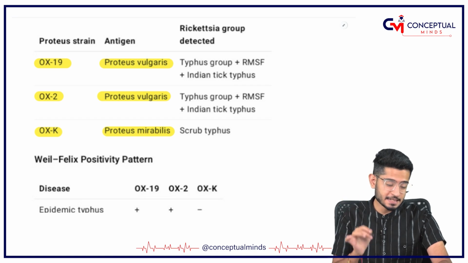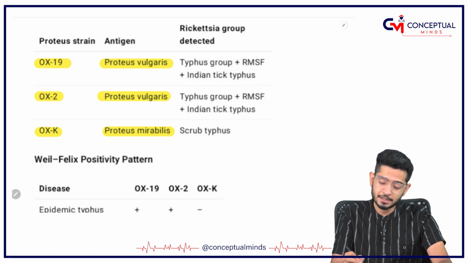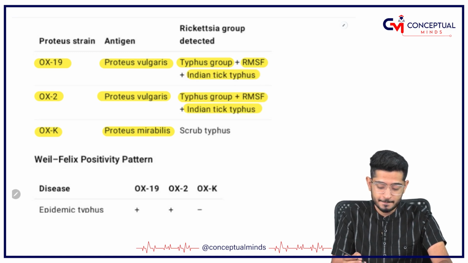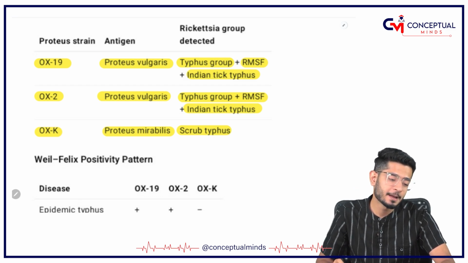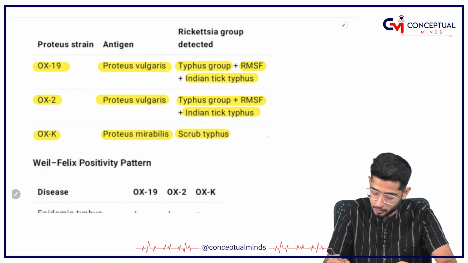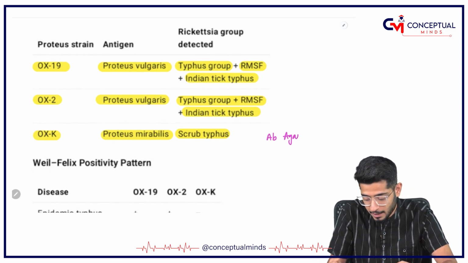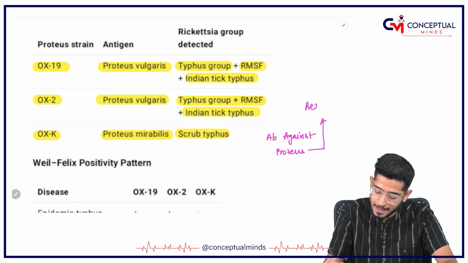OX19, please understand, is able to detect the typhus group, Rocky Mountain spotted fever and Indian tick typhus. Similarly, OX2 and OXK are there for scrub typhus. So what is happening? Please understand very carefully. I will write here, the antibody against Proteus. There are some antibodies which are formed against Proteus, and they are going to react with Rickettsia.